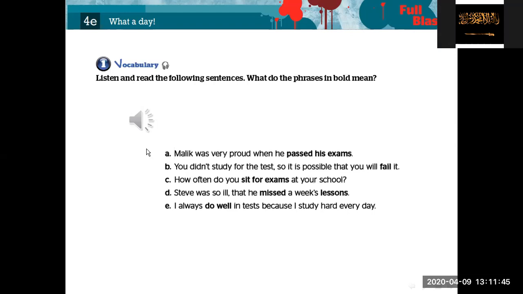Again, Abdurrahman, number 4. Steve was so ill that he missed a week's lessons. Okay, missed means he forgot or didn't come to class. Excellent. He didn't go to school. But if I said he missed the bus, it means he didn't catch it. So I can use miss with lessons, like in this example, and with means of transport: missed the plane, missed the train, missed the bus. Or I can use it for people.